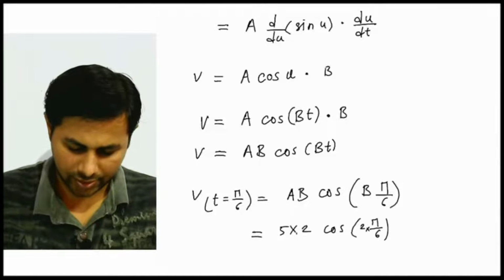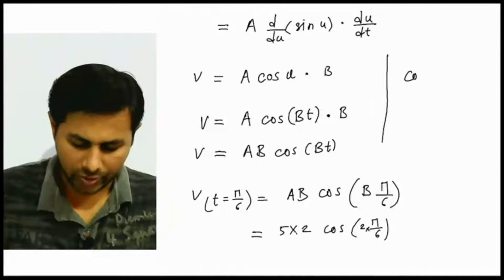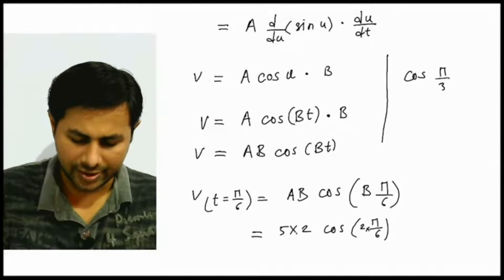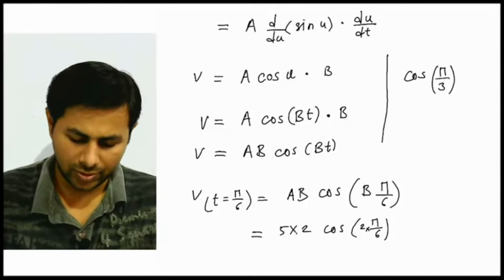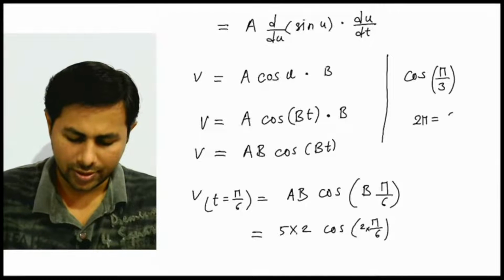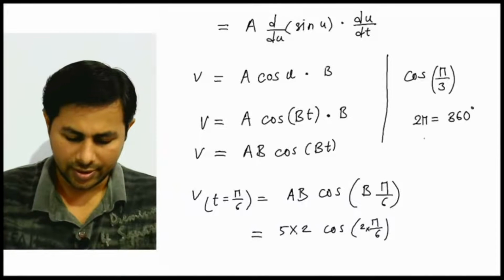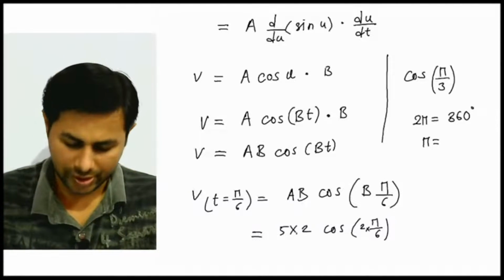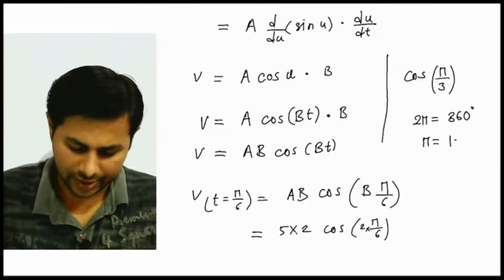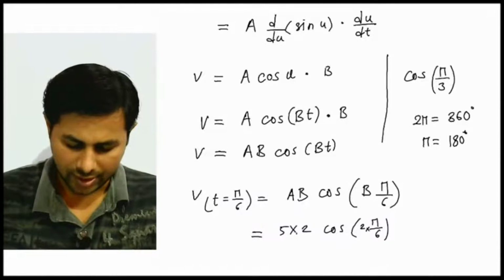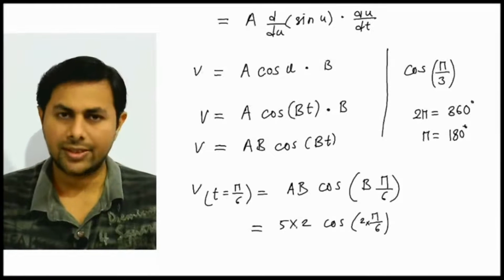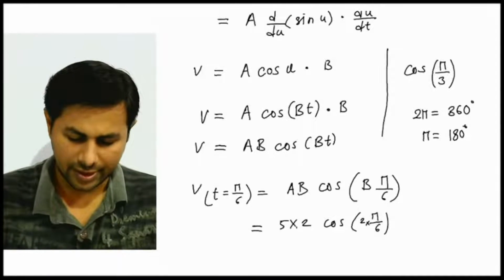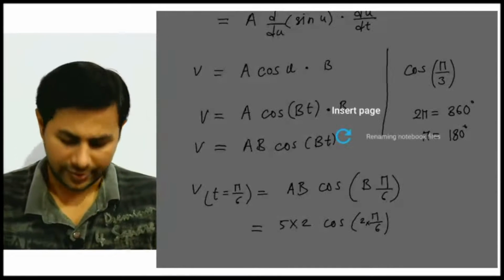Okay, so we have to find cosine of pi by 3. Now how much is pi? We know 2 pi equals 360 degrees. So pi equals how much? 360 divided by 2, that is 180 degrees. So how much will be pi by 3 then? 180 divided by 3, and that is 60 degrees.